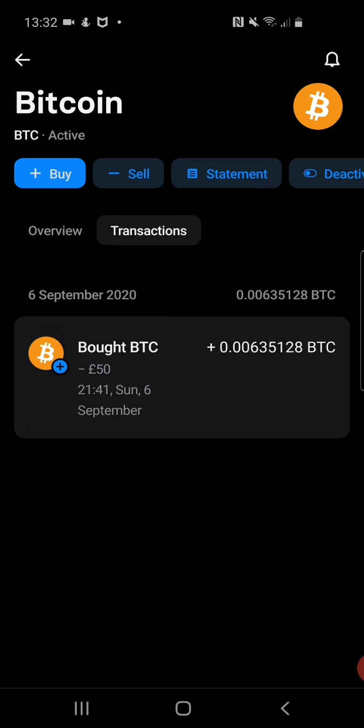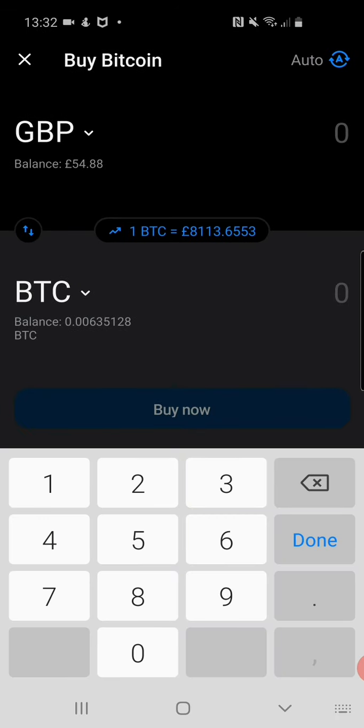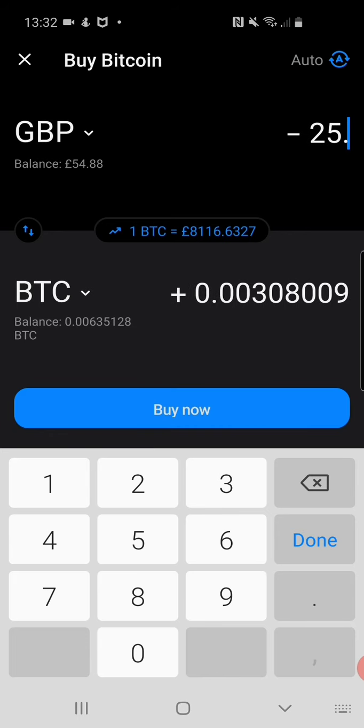The way Revolut basically makes money from these transactions is by charging a margin fee within the price. So it's not possible to purchase Bitcoin at the market rate. You will be charged via the price. So if we just click buy, what you can do here is simply tell the app how much pound sterling you would want to buy, whatever your home currency is. So let's say I want to buy £25.